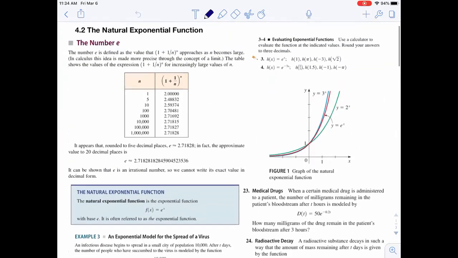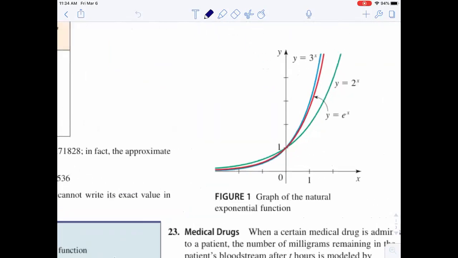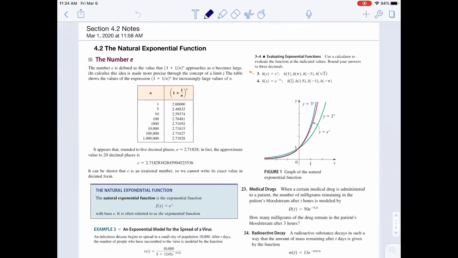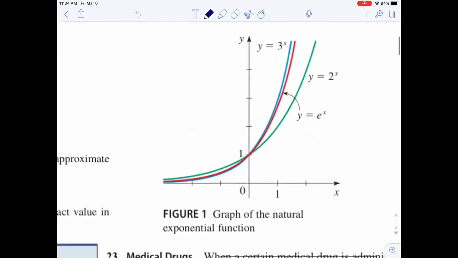Oh yeah, and it just illustrates here, right? Because we know that e is 2.718. If we think about it that way, 2 to the power of x looks like this, and then 3 to the power of x looks like this. So it makes sense that 2.718 to the power of x is somewhere in between those two, and it's going to be closer to the 3. It is just a number in there and it behaves the exact same way as the others.